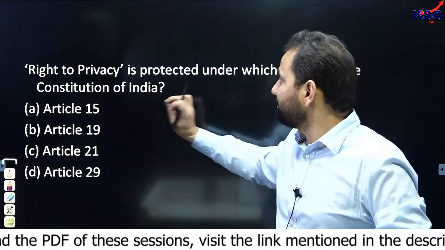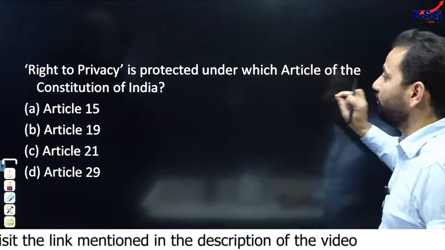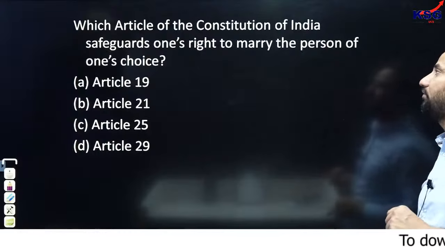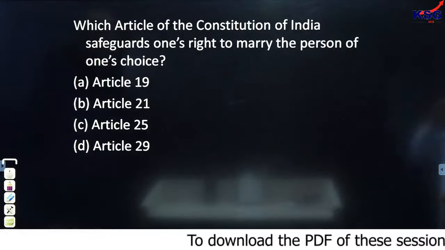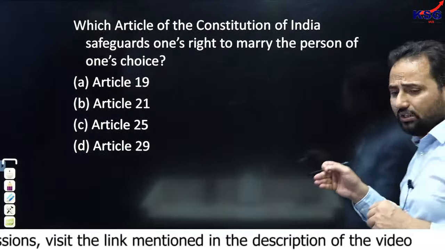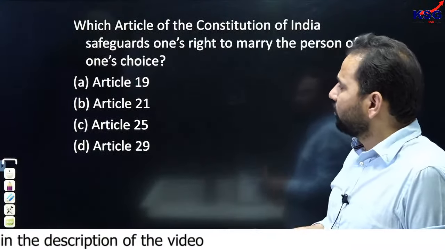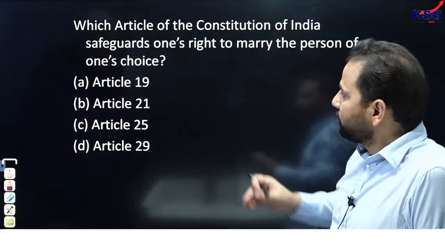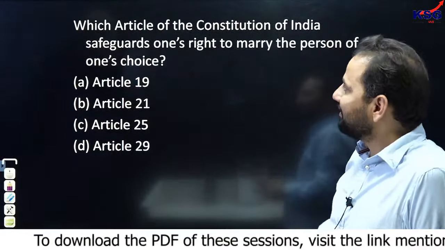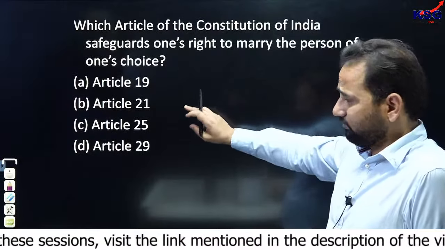Now, right to privacy is protected under which article of the Constitution of India? This question and this question, that is, which article of the Constitution of India safeguards one's right to marry the person of one's choice? Article 19, Article 21, Article 25, Article 29. It should be B only, as mentioned by all of you. Answer is B, that is Article 21.